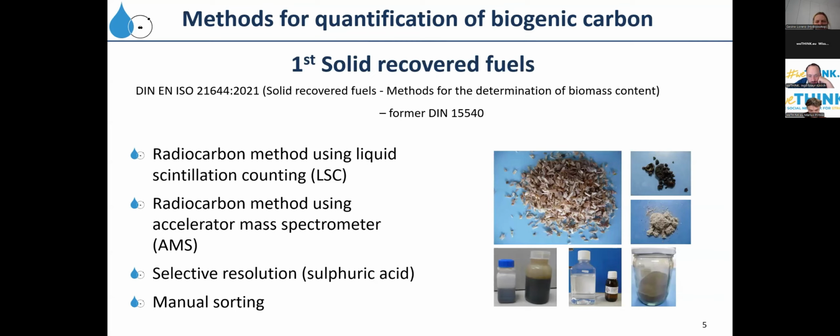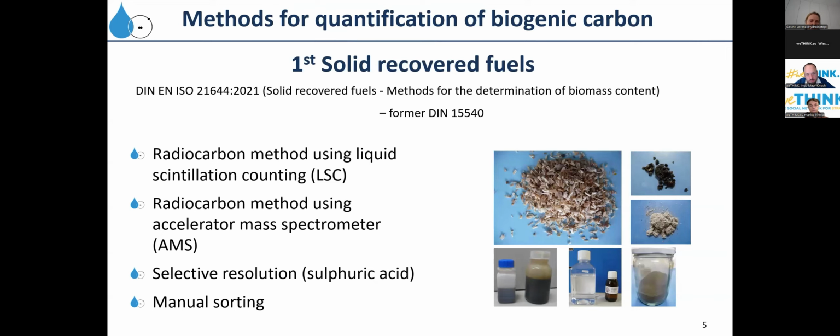So, solid recovered fuels offers 4 different methods. The radiocarbon method using the liquid scintillation counting, the radiocarbon method using accelerator mass spectrometer, but also the method of selective dissolution. It was widely applied and still is within the EU to determine the biogenic carbon content. It is based on the dissolution in sulfuric acid.